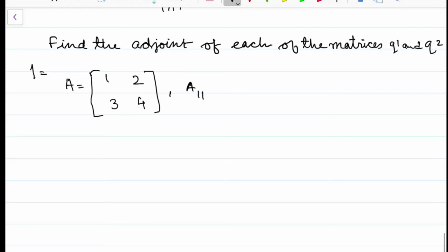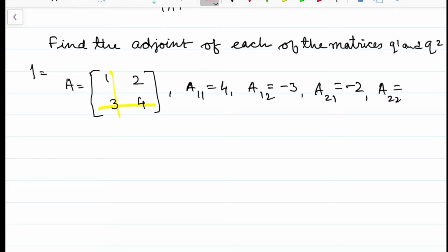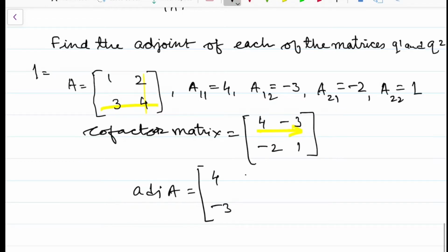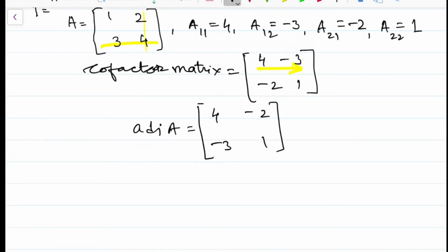So first we'll find the cofactors. A11 will be equal to 4. A12 is equal to -3. A21 will be equal to -2 and A22 will be equal to 1. So the cofactor matrix will be [4, -3; -2, 1]. So the adjoint of A is equal to the transpose of this. Rows will become columns: [4, -2; -3, 1]. This is the adjoint of A.